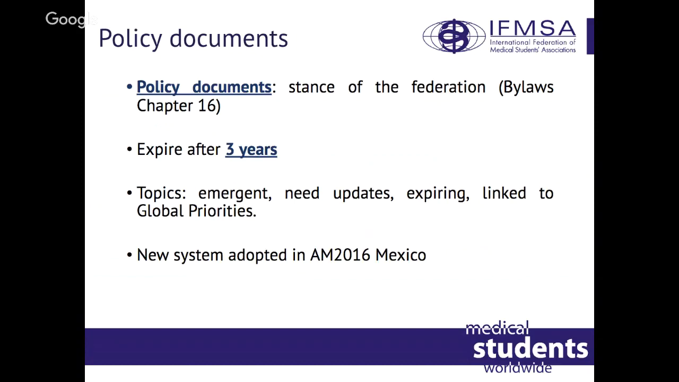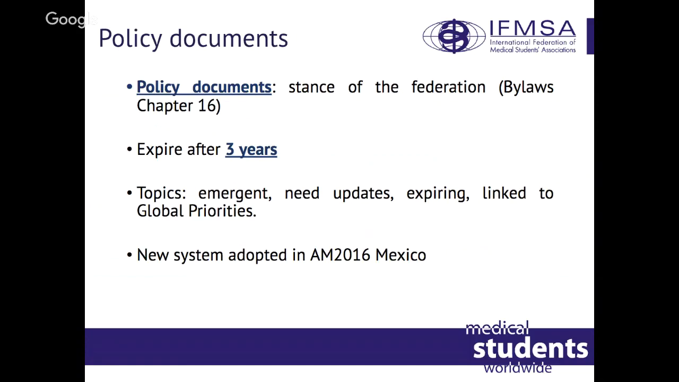The topics that these policy documents address are topics that are emergent, that need updates, that are expiring, or are linked to the global priorities. I hope you all know what global priorities are. If you don't, they are the goals that IFMSA has for internal and external areas. Here we are working on many global priorities, and you can look for them on the server. I won't go through that much. And there is a new system that was adopted in the August meeting 2016 in Mexico.